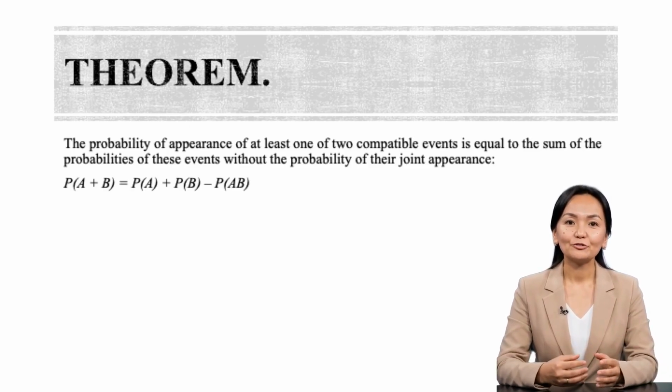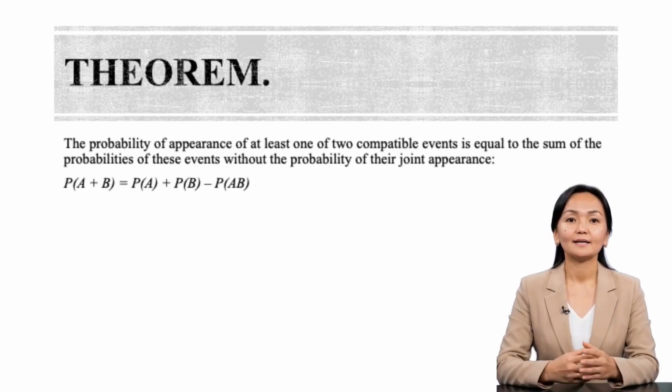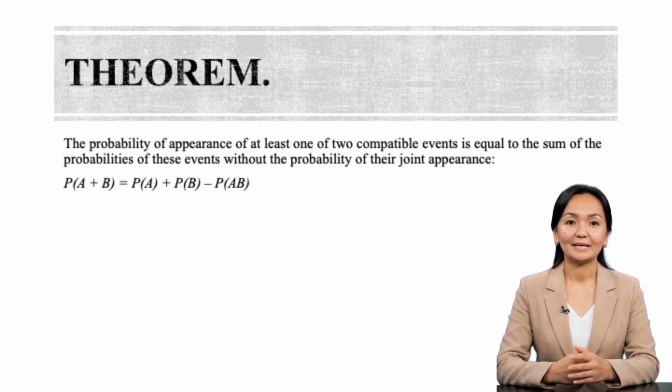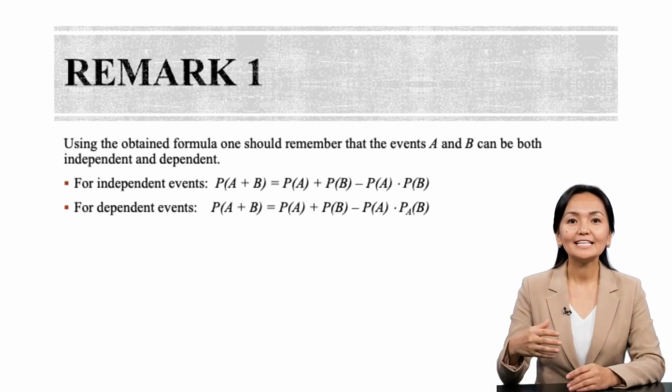A helpful way to visualize this is using Venn diagrams, where two circles overlap. The total area covered by either circle is the area of the first circle plus the area of the second circle minus the overlapping area, which is exactly what this formula expresses. This formula is fundamental in probability theory and is used in countless applications where we need to calculate the probability of at least one of several compatible events occurring. Now let's examine some important remarks about this formula.